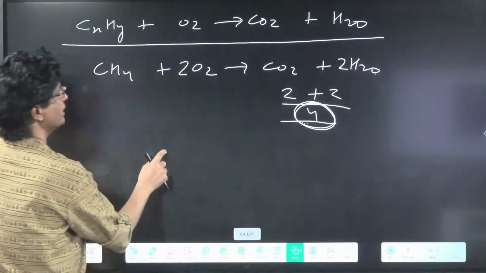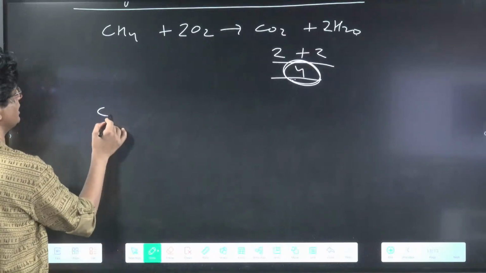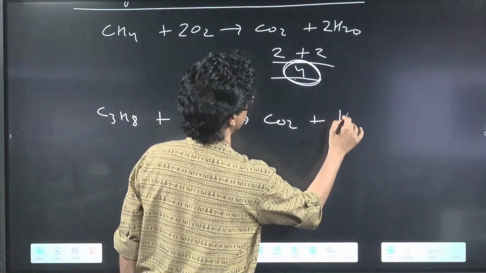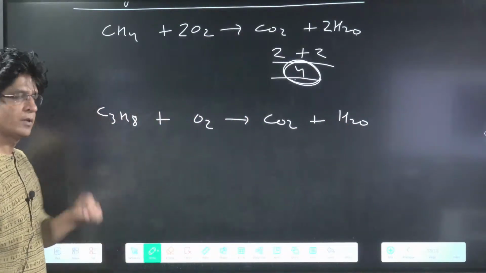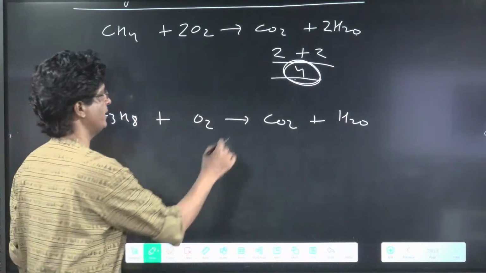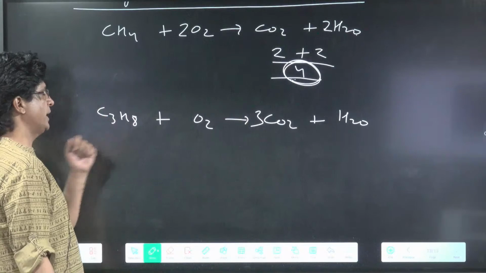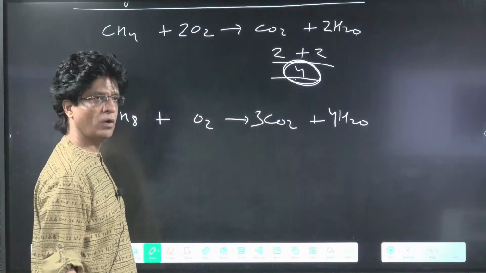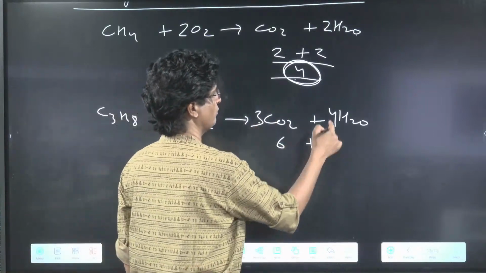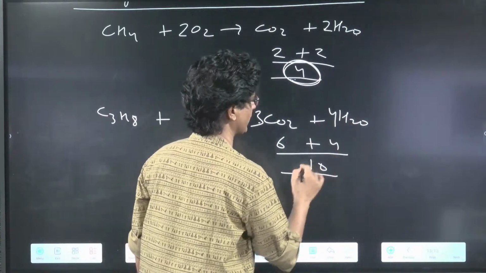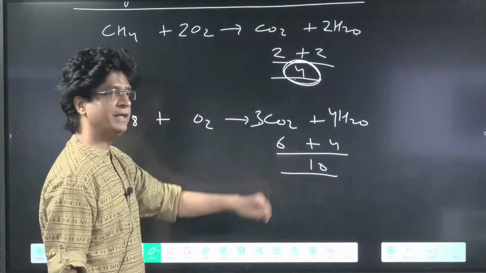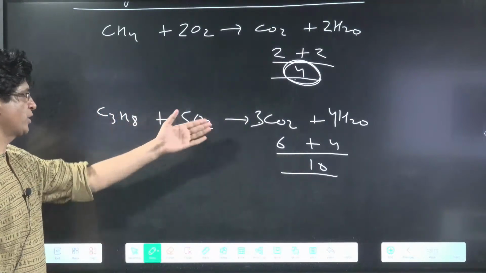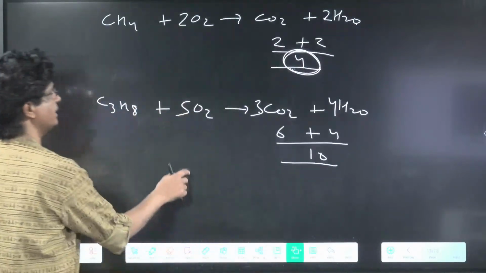Let's take some more examples. Like say C3H8 plus O2 giving you CO2 plus H2O. Balance first carbon. Carbon will be 3 CO2. H8, 4 H2O. Then balance oxygen. 3 into 2, 6. 4 into 1, 4. Total becomes 10. 10 oxygen atoms. Divide 10 by 2. 5. That's the balanced equation of the combustion reaction of propane.